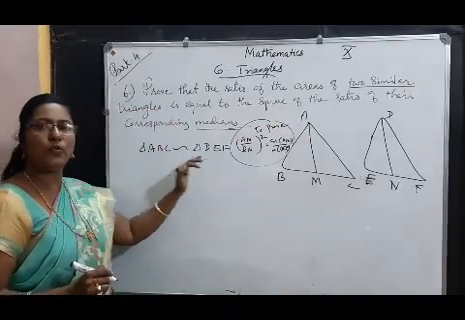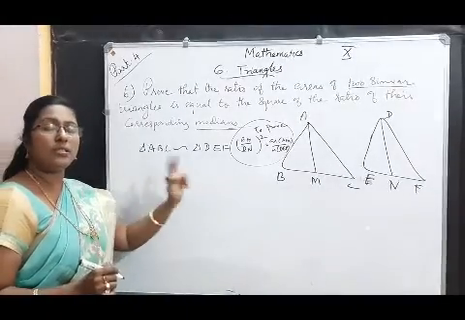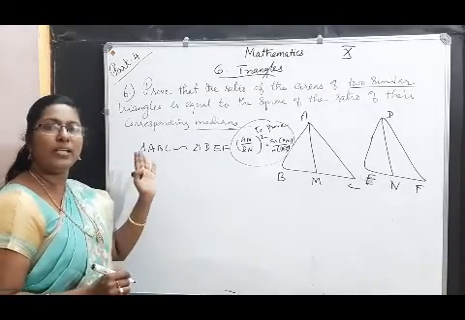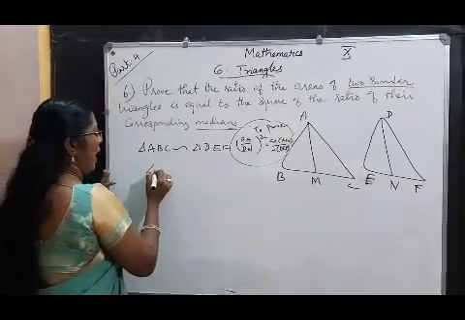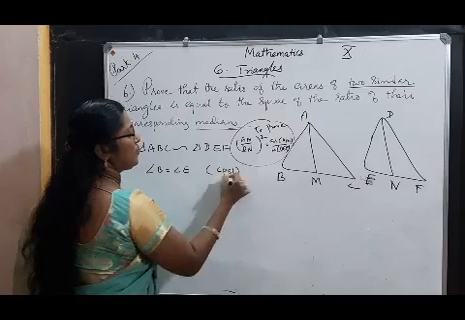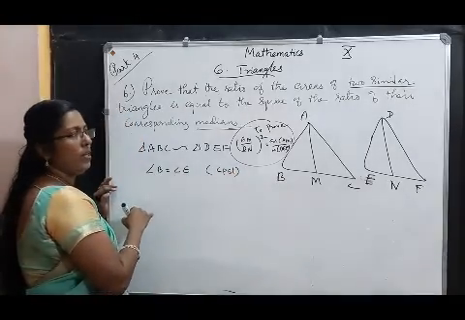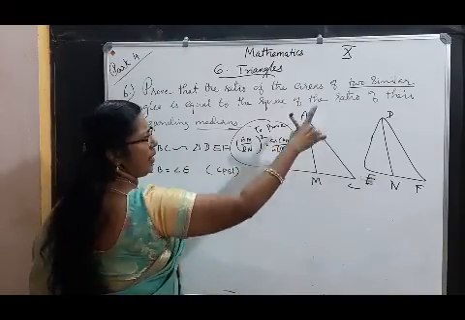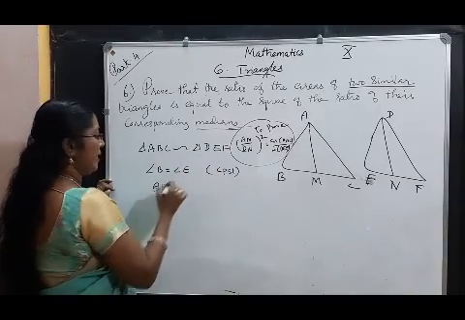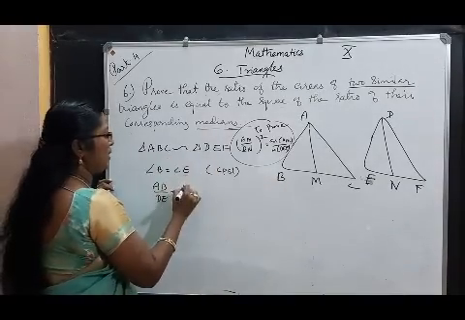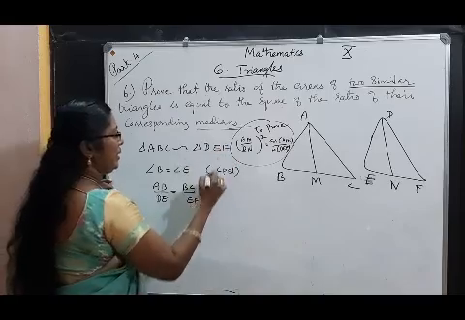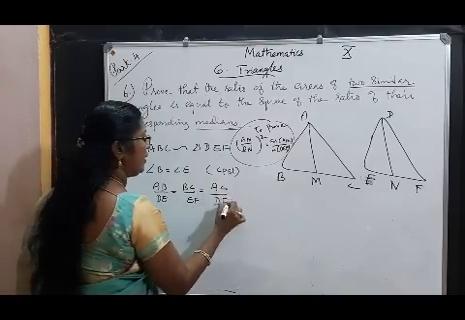Here what is given? These two triangles are similar. If two triangles are similar, their corresponding angles are equal and corresponding sides are proportional. So we can write angle B equal angle E, CPCT, corresponding parts of similar triangles are equal. Then corresponding sides are proportional: AB by DE equal BC by EF equal AC by DF.